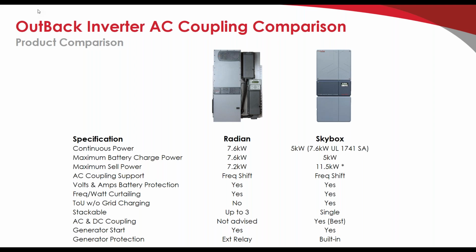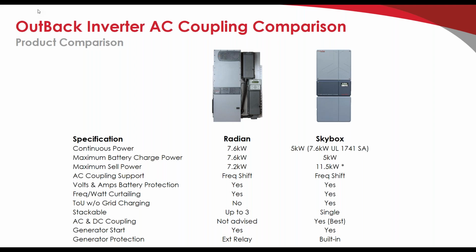The SkyBox, if the grid-dependent inverter is 1741 SA, which it should be, and if it's configured for California or Hawaii, can produce continuous power of up to 7.6 kW. Your maximum battery charge power, your Radian is going to allow all of that power from the grid-dependent inverter to charge the battery, whereas your SkyBox is going to limit that to its internal limit of 5 kW.